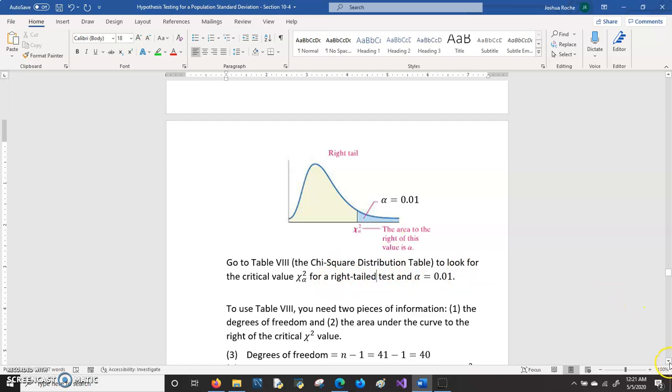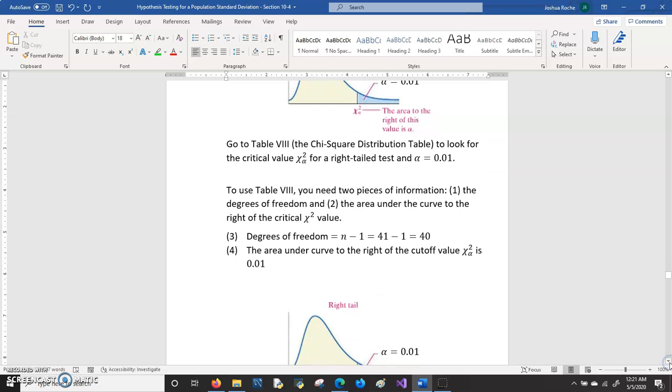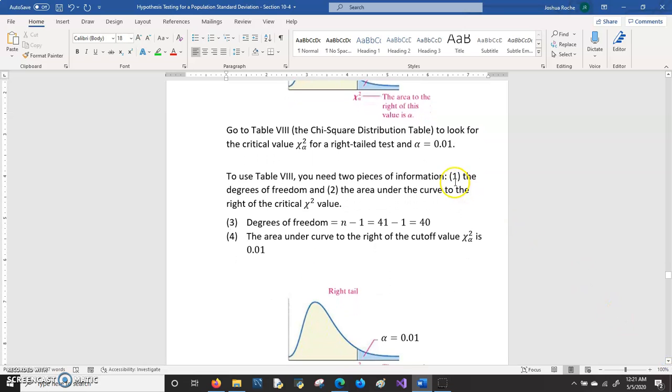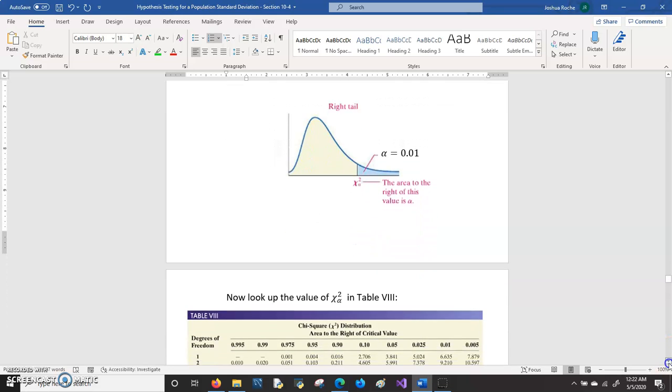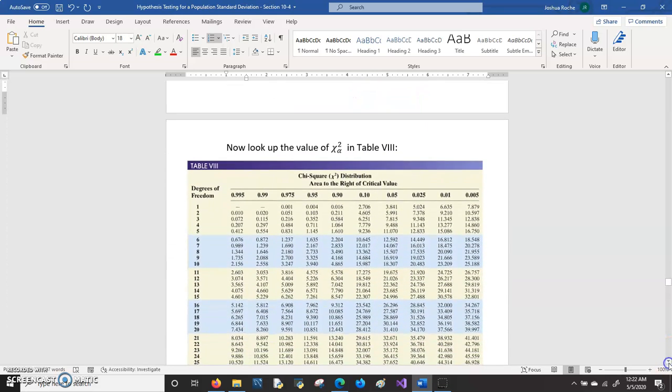We'll go to table 8 to look for that critical cutoff value. And remember that in table 8, there are 2 things you need. You need the degrees of freedom, and you need the area under the curve to the right of the critical value. The degrees of freedom are n-1, so 41 minus 1, which is 40. The area under the curve to the right of the cutoff is 0.01. This is a right tail test. Alpha is the area of that tail, and that's the area to the right. That's what you actually need for the chi-squared distribution table.